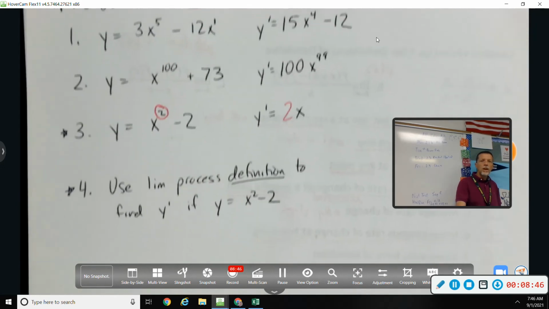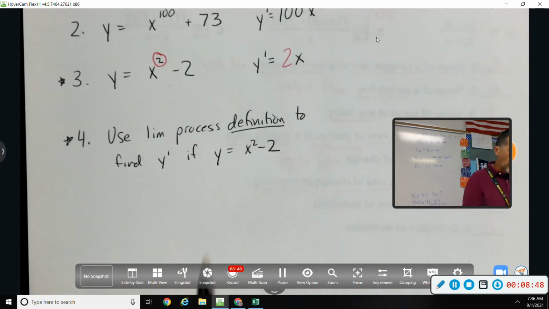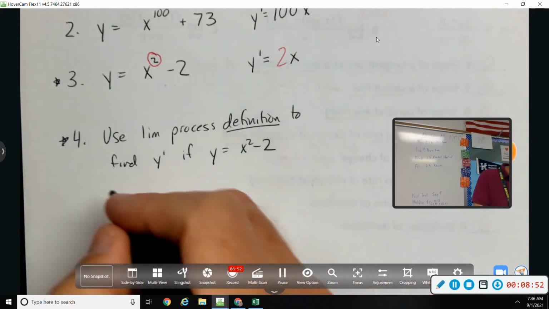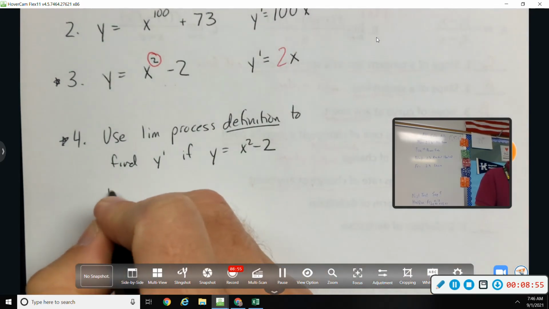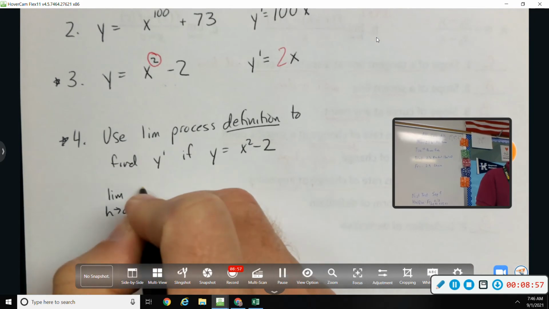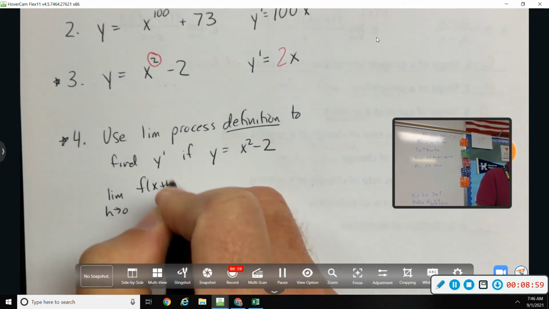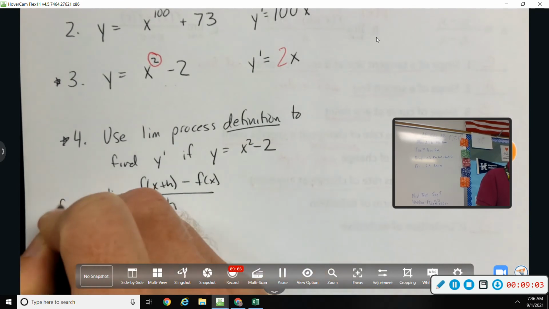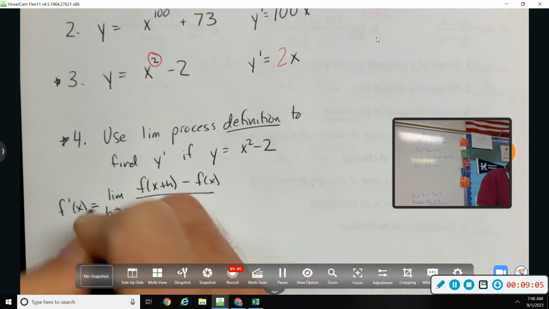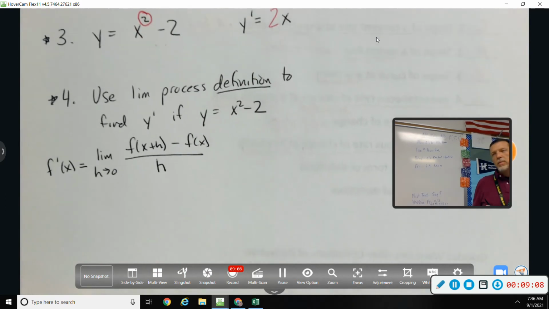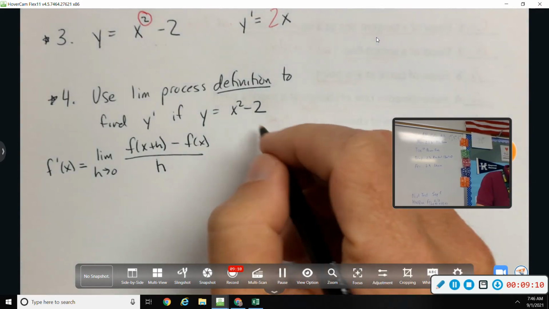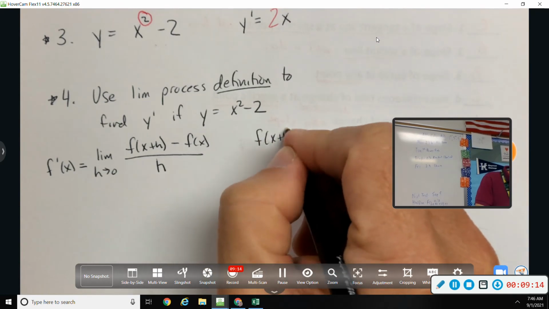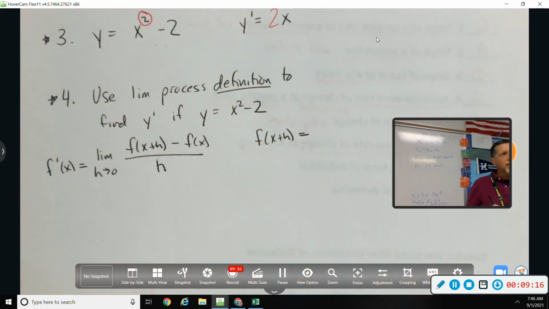All right, number 4, I'll do number 4. It's the same question as number 3, so I kind of already know my answer should be 2x. Let's see, so the limit, h approaches 0, f of x plus h minus f of x, all over h. That's the definition of the derivative. So I need to plug in pieces to that. Some of you kind of plugged in on the fly, watching you work. Others of you out to the side found f of x plus h and then plugged it in. Either way is fine.